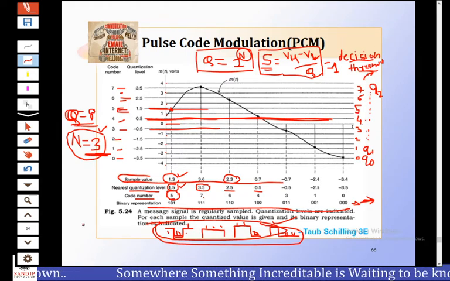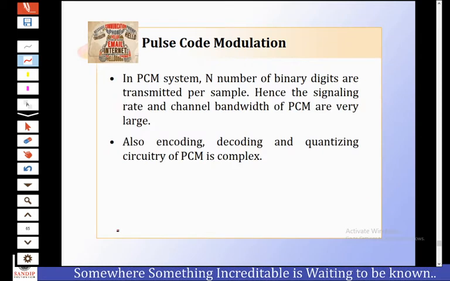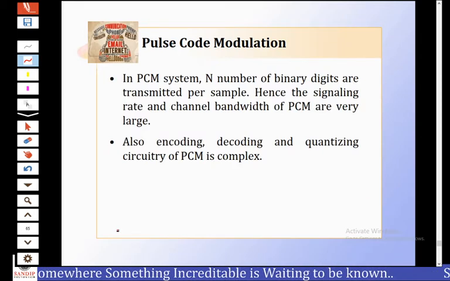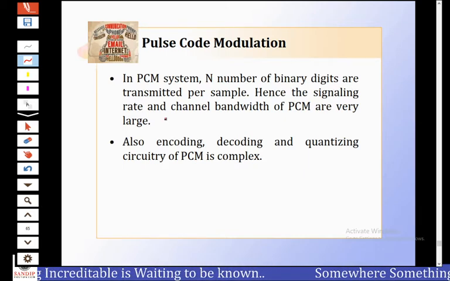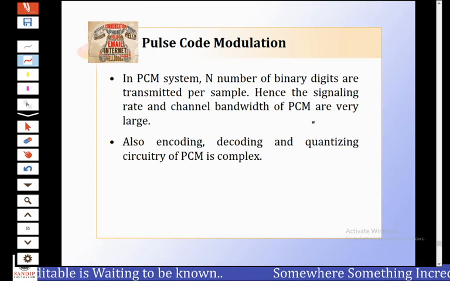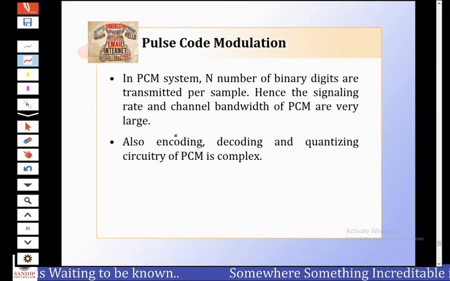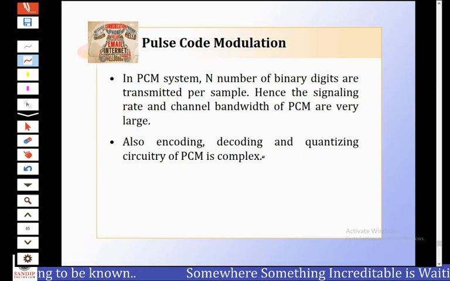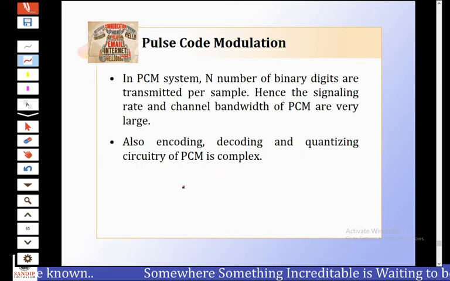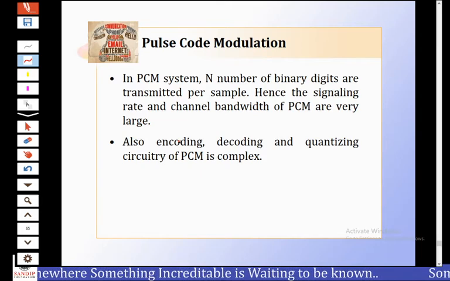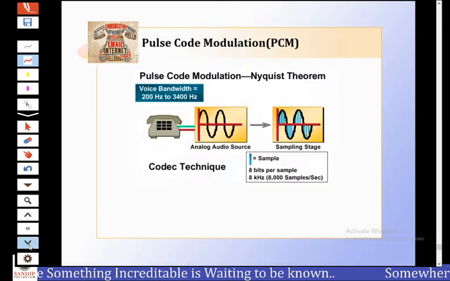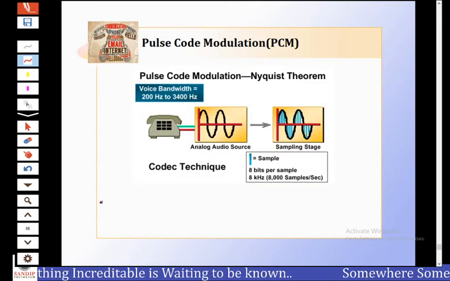Okay, pulse code modulation encoder. Now we will understand some of the limitations of pulse code modulation. In a PCM system, n binary digits are transmitted per sample. Hence, the signaling rate and channel bandwidth of PCM are very large. Also, the encoding, decoding, and quantization circuitry of PCM is complex. So these are some limitations. But though these are limitations, it is commonly used in digital modulation techniques. Okay, so these are some examples of pulse code modulation.